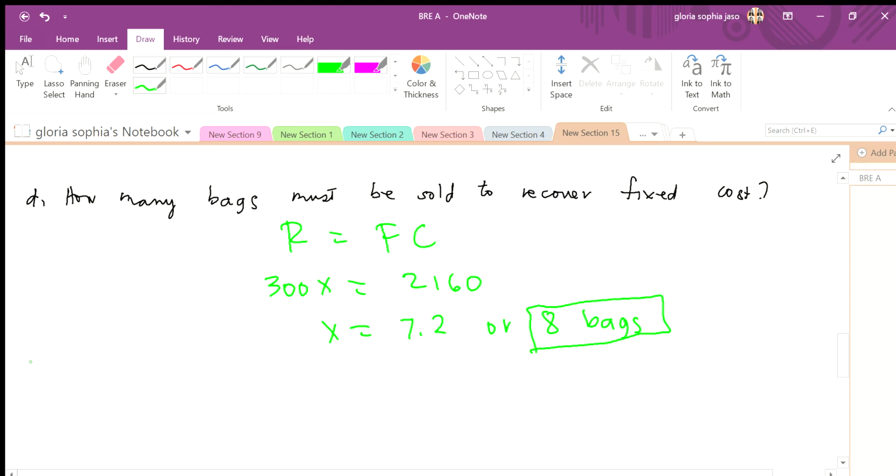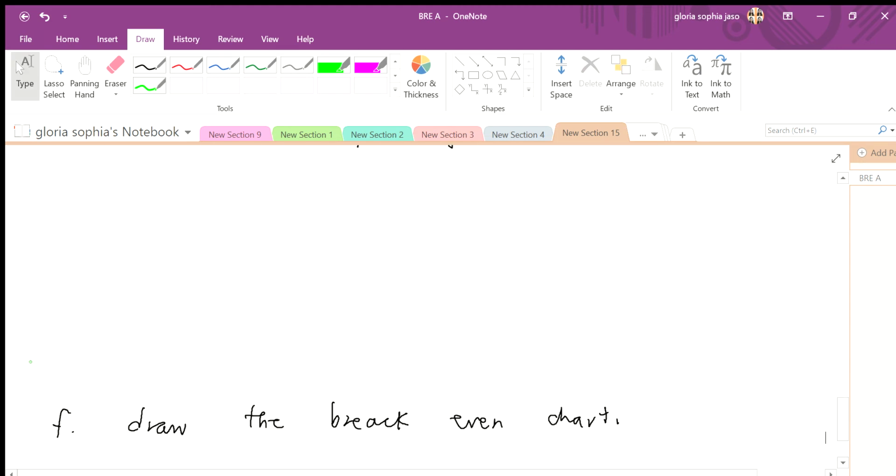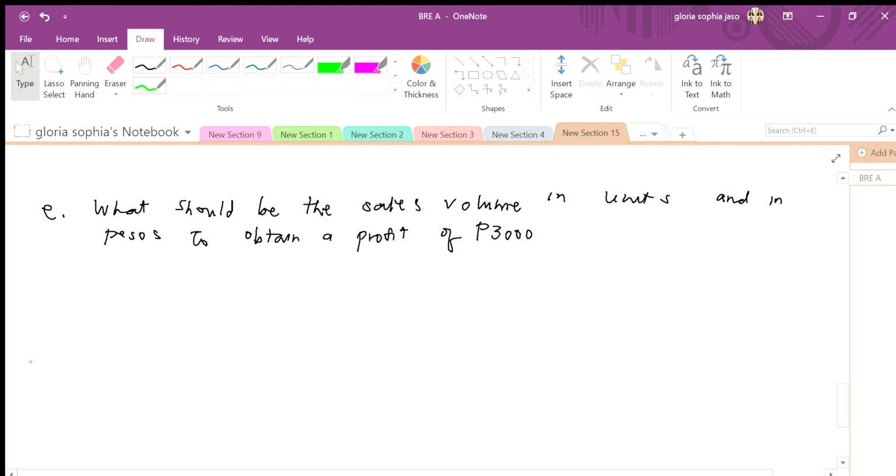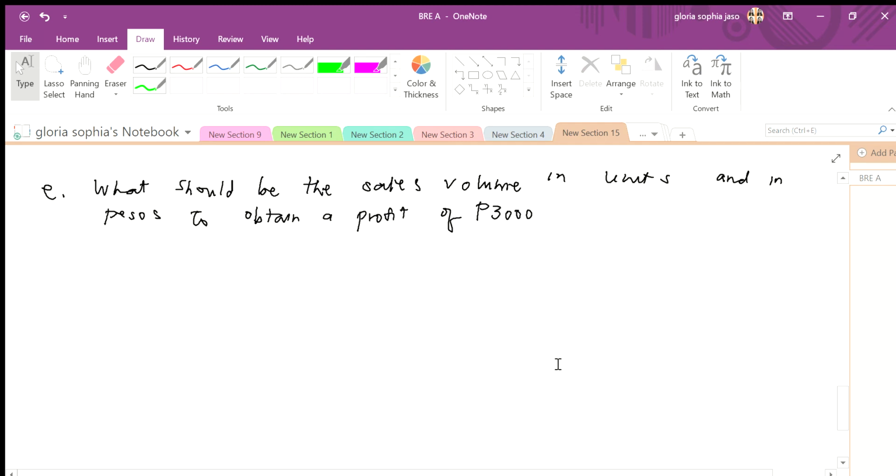Okay. So, next question. What should be the sales volume in units and in pesos to obtain the profit of 3,000? To obtain 3,000, we will use the equation P equals revenue minus the total cost, Y sub C. Since the profit will be equal to the revenue minus the total cost or the expenses.